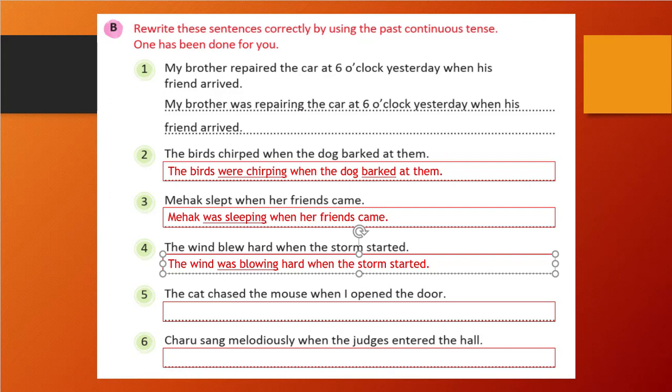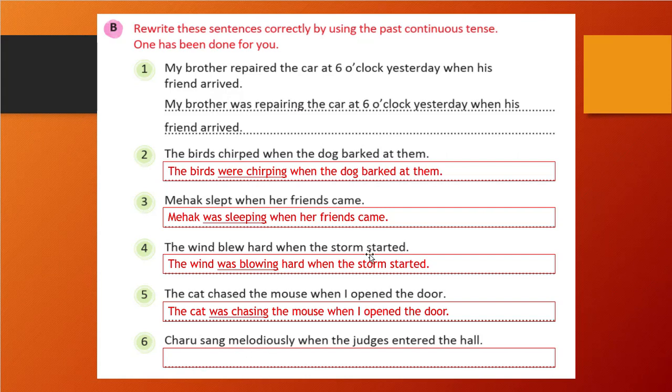So, the correct answer is: the cat was chasing the mouse when I opened the door. Correct? See, it is very easy. Let me underline it because you may get confused. Okay. Now, question 6, you see.